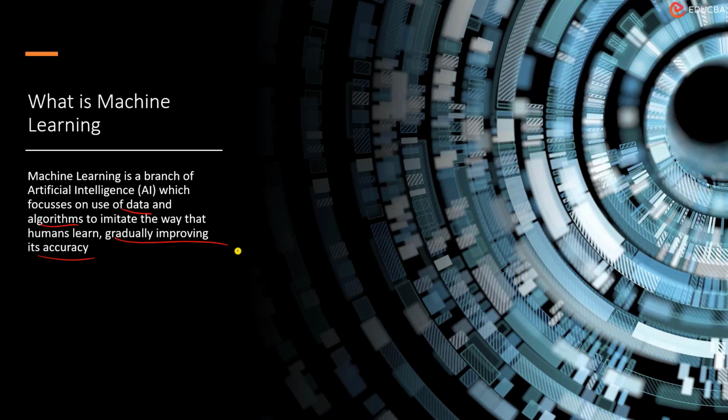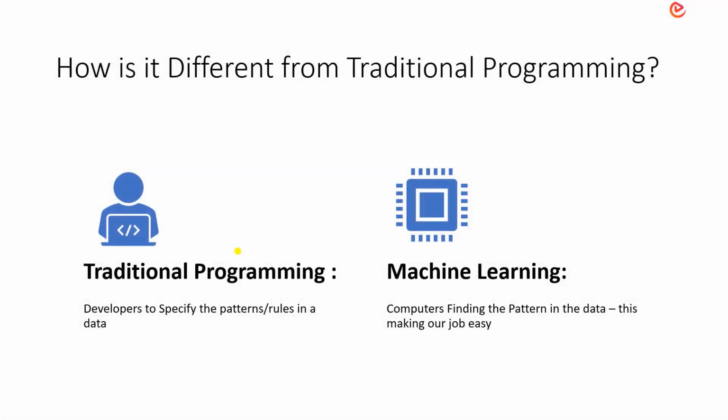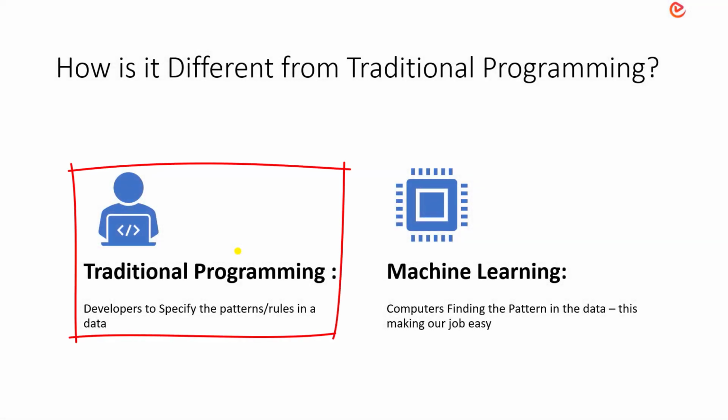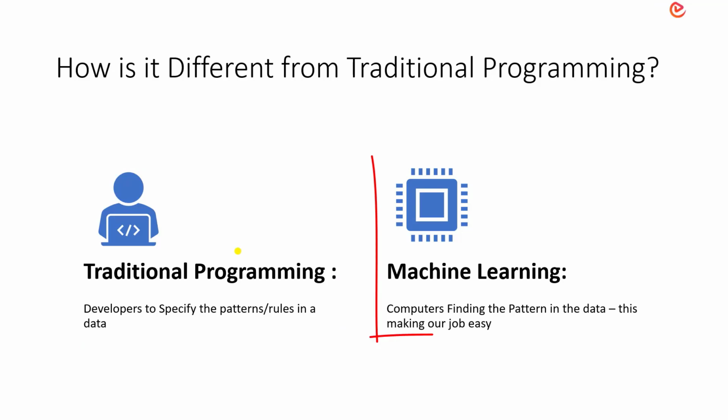Now, the way this is different from traditional programming approaches, if you remember, in traditional programming, as a developer, I have to specify the rules and the patterns that are present in the data. But in machine learning, the computer itself is going to find a pattern in the data, which makes our job an easier one.